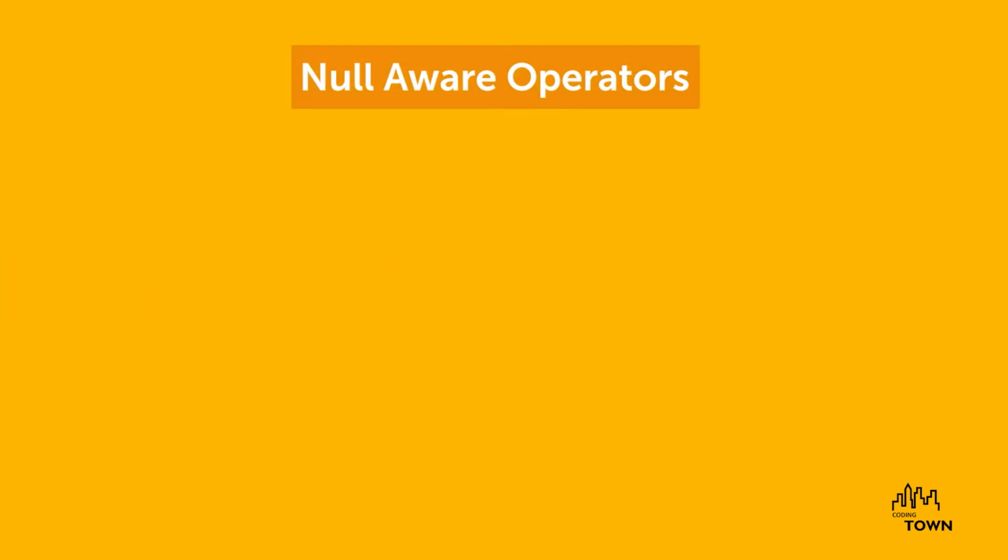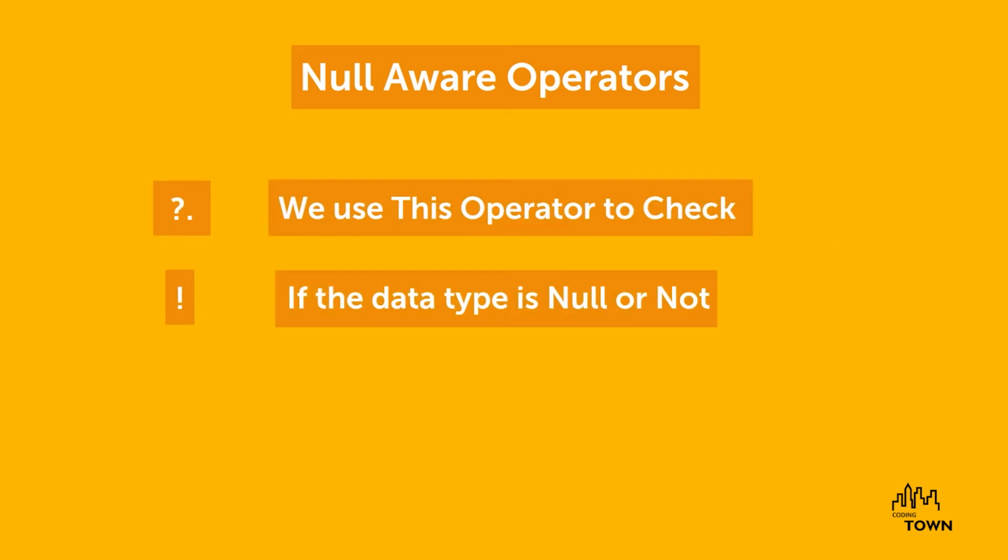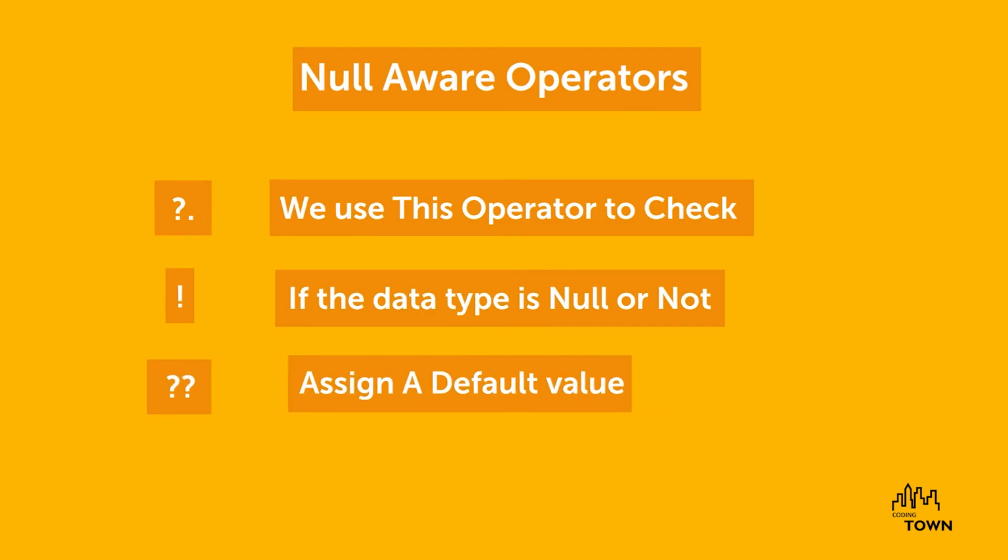Null aware operator. As we have discussed earlier, whenever we have created an integer value or a variable, we need to check, so the application doesn't crash, whether that value is empty or not. For that, we can use a question mark along with a dot in order to check if the data type is null or not. And if the data type is null, we use 2 question marks, and after that the value to assign to that variable.